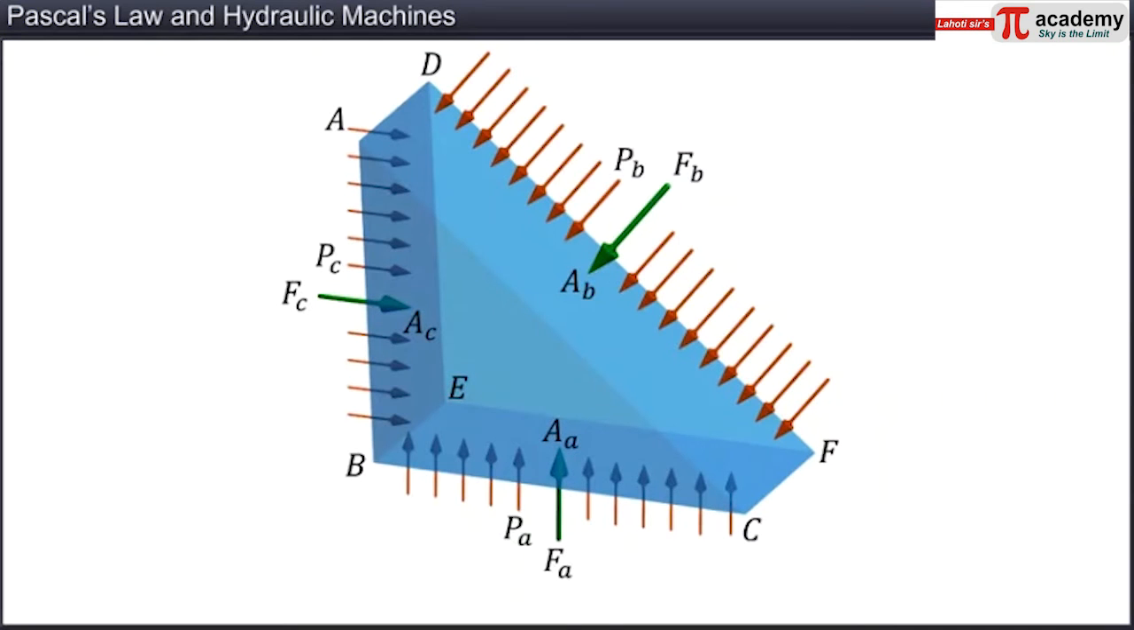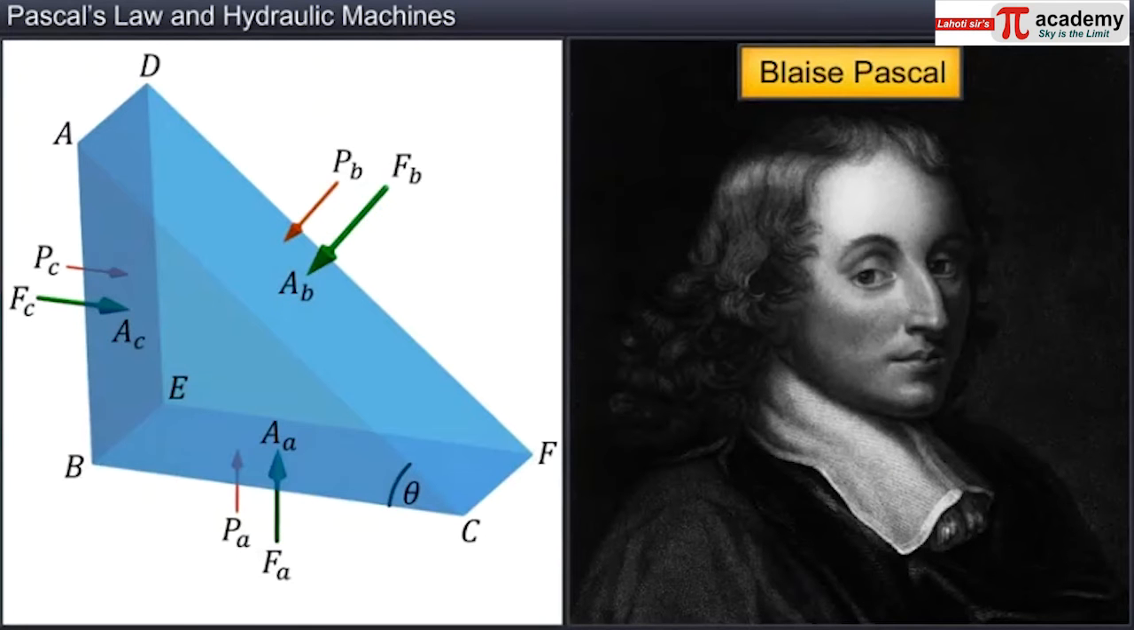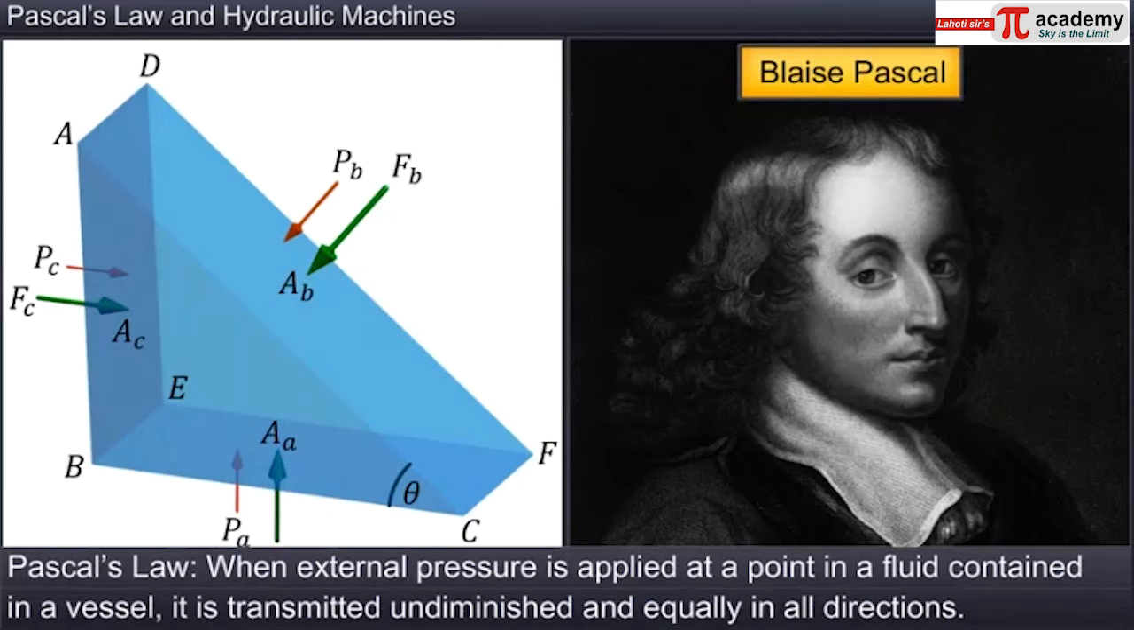The pressure exerted at a point by a fluid at rest is equal in all directions. Hence, pressure is a scalar even though it is the ratio of force, which is in general a vector, to area. This is what Blaise Pascal postulated as Pascal's law. Pascal's law states that when external pressure is applied at a point in a fluid contained in a vessel, it is transmitted undiminished and equally in all directions.